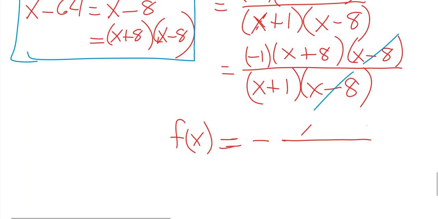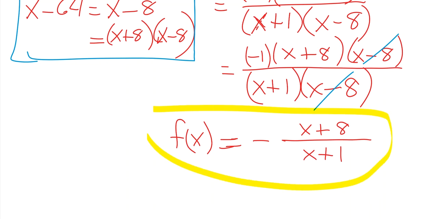So minus x plus 8, and in the denominator then, x plus 1. There's our simplified answer. This is the simplification, okay? That's our simplification of the whole thing. It works out to be x plus 8 over x plus 1 with a minus sign out front. Okay, now let's take a look at the graph. The graph should reveal some pretty interesting things.